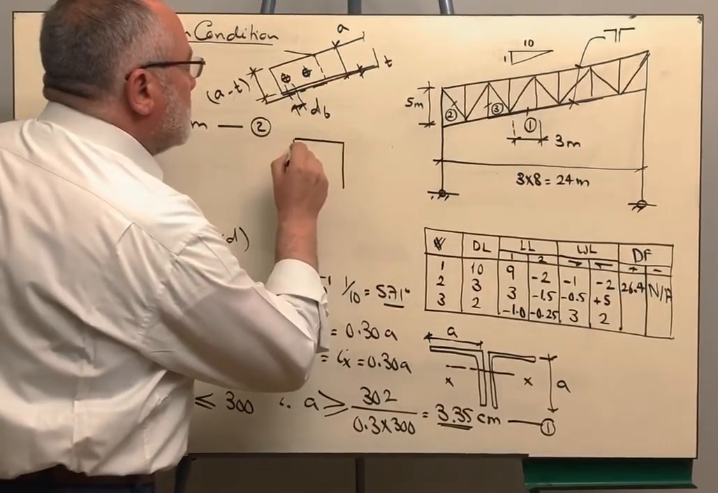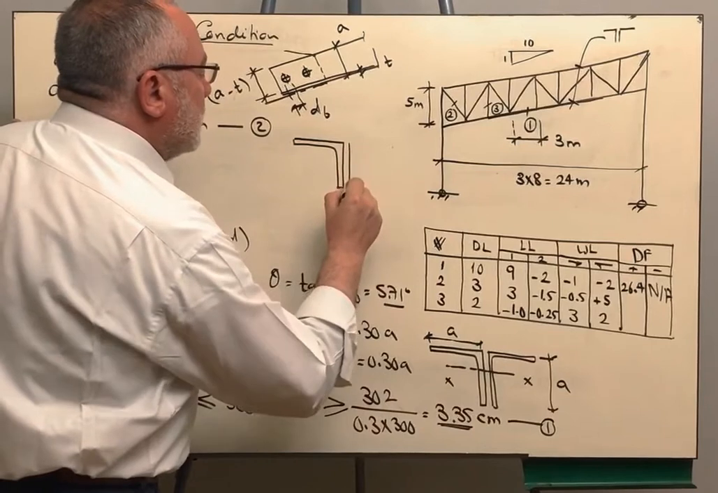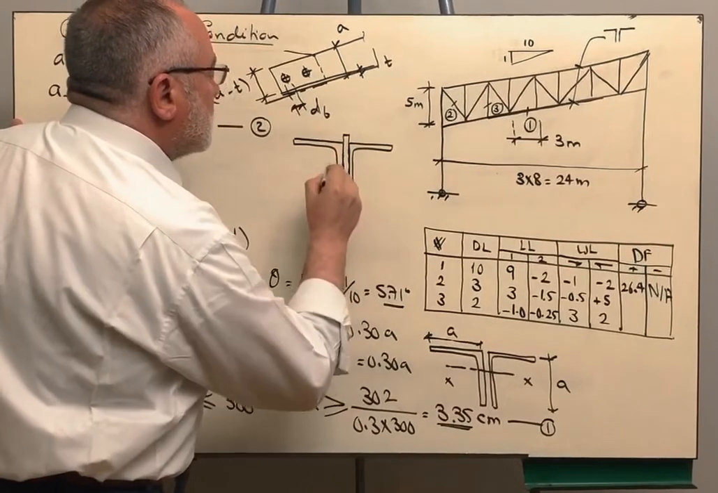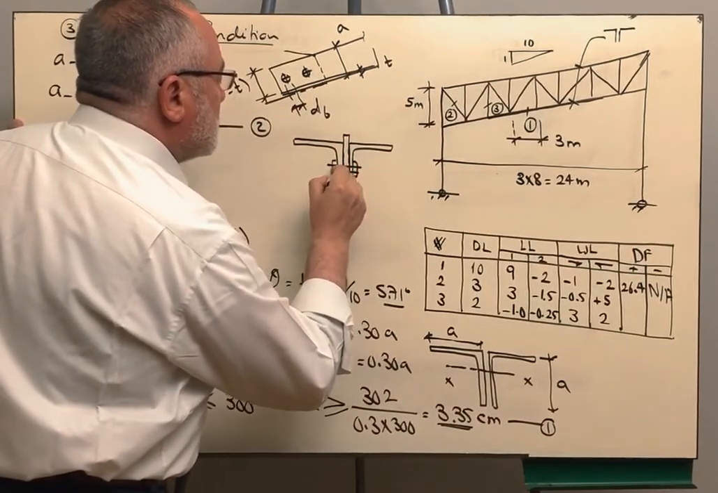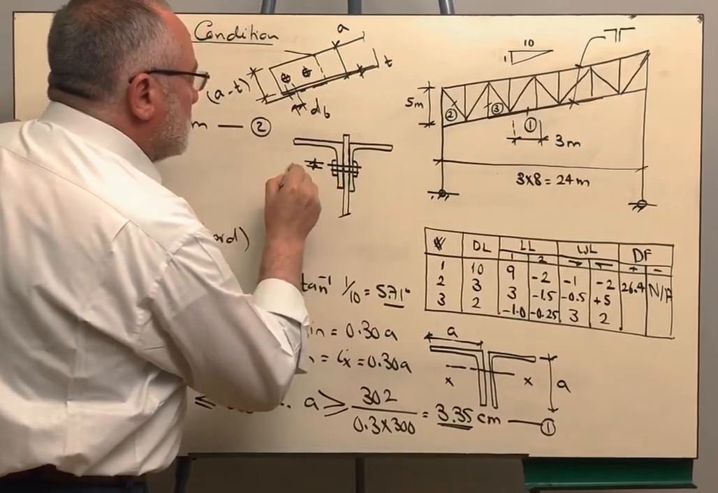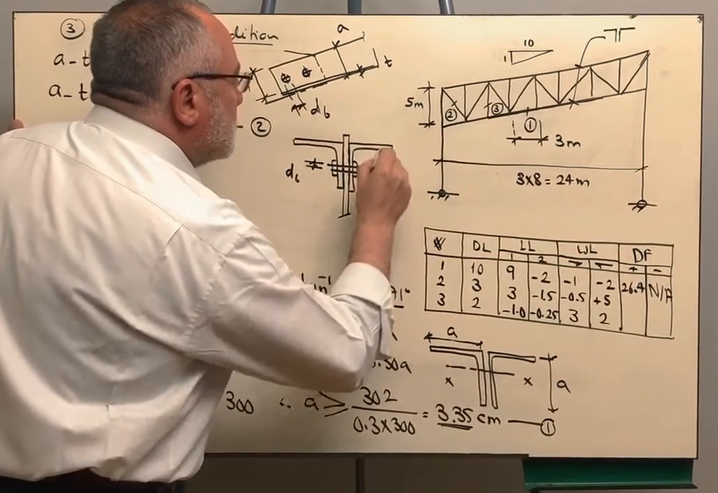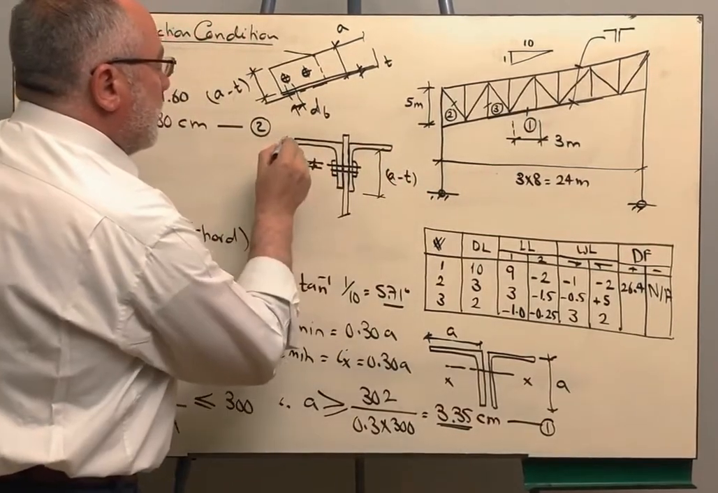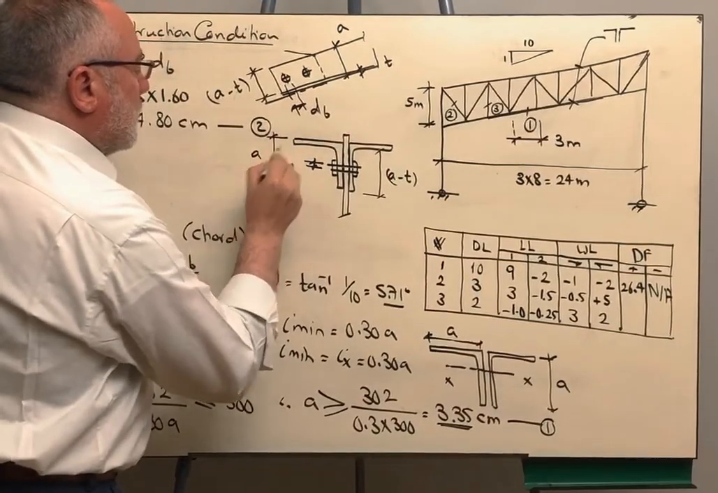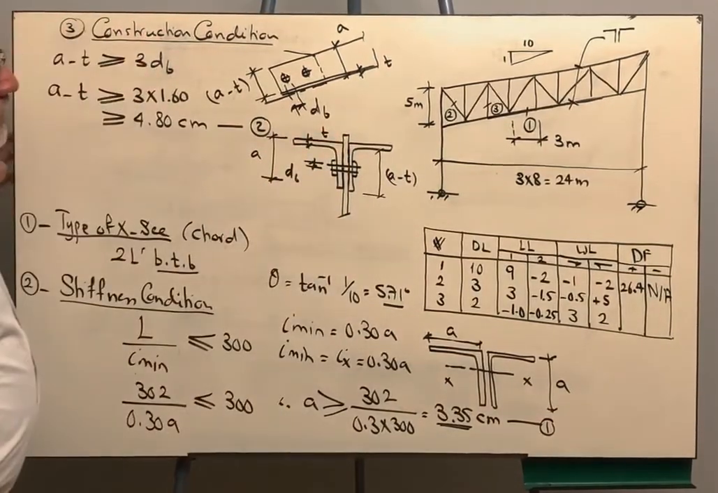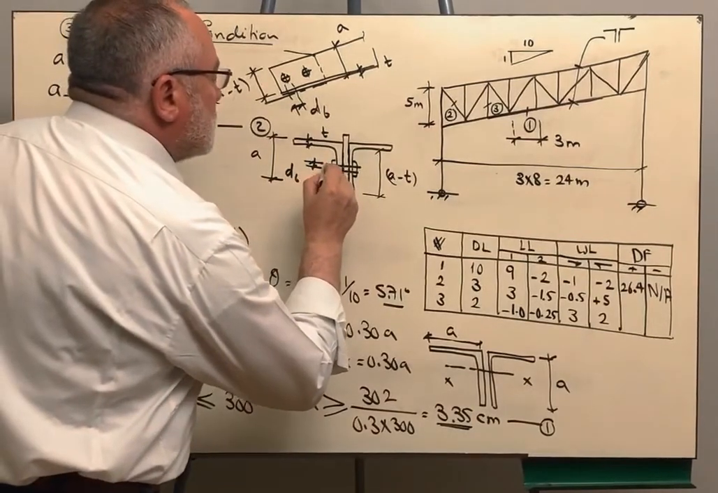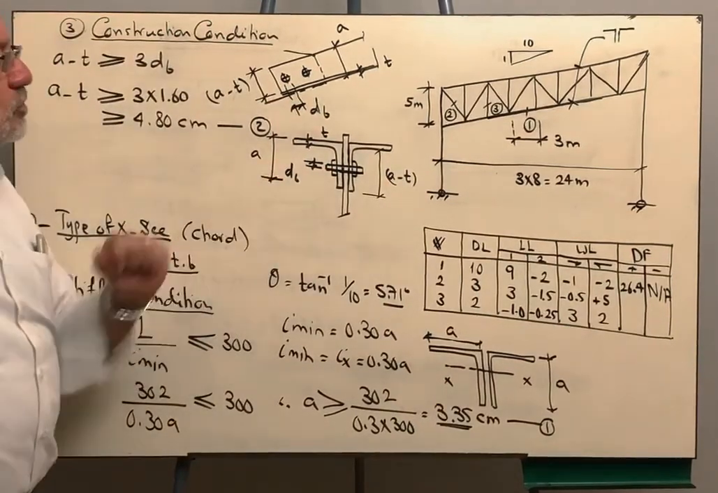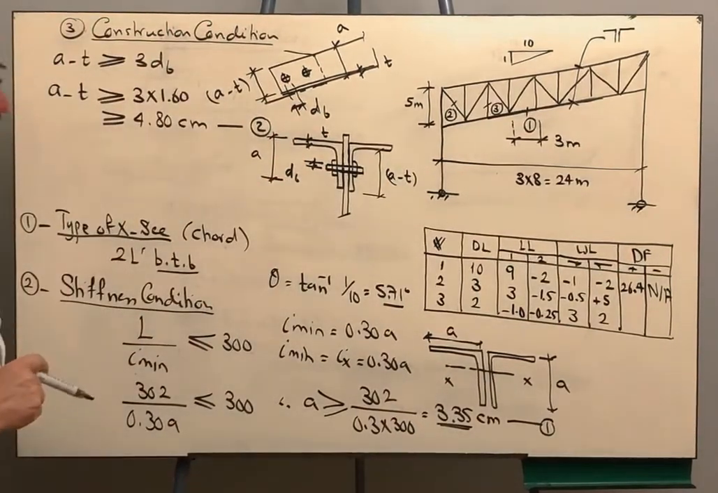If we take a section here, this is the angle, and here we have the gusset plate, and this is the bolt. This is the bolt diameter, and we need that this distance, which is A minus T, of course this is A, and this is T, to be sufficient to accommodate the bolt. It will have to be at least 3 times the bolt shaft diameter, which is dB. So this is the second condition.